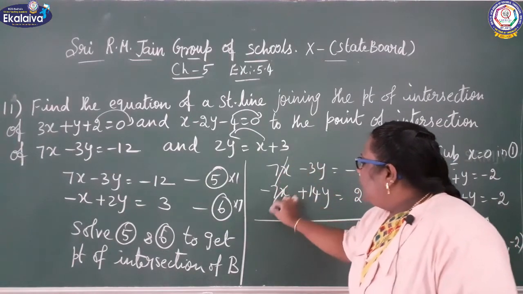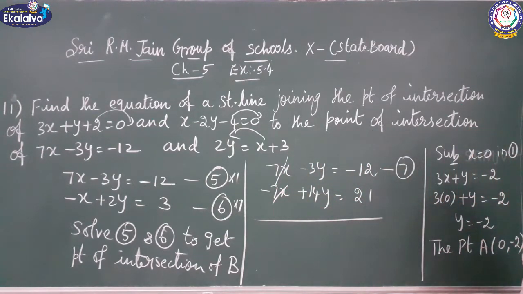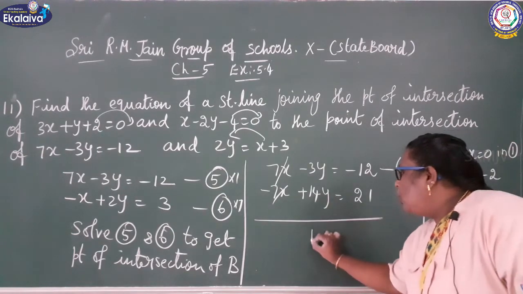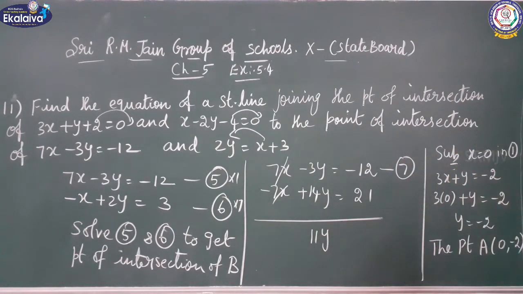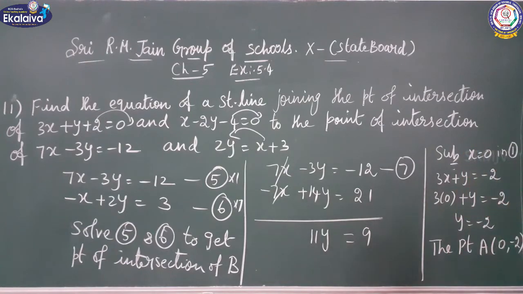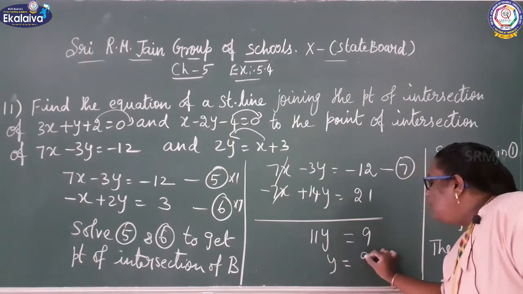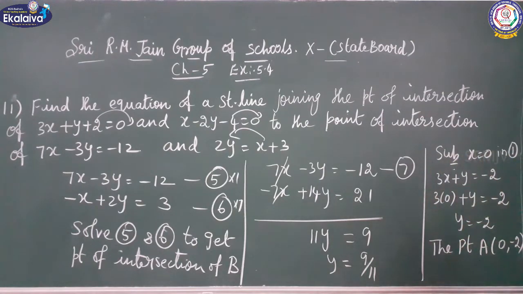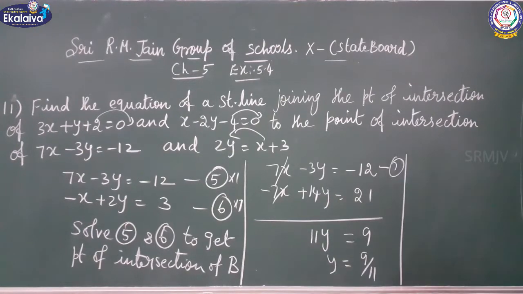Solve. 7x minus 7x get cancelled. 14 minus 3 is nothing but what? 11y. 14 minus 3 is 11y. 21 minus 12 is 9. So y equal to 9 by 11.